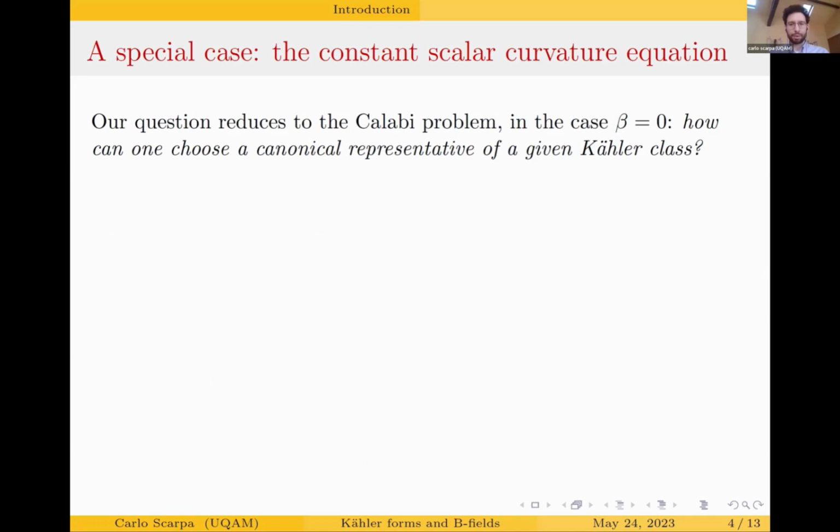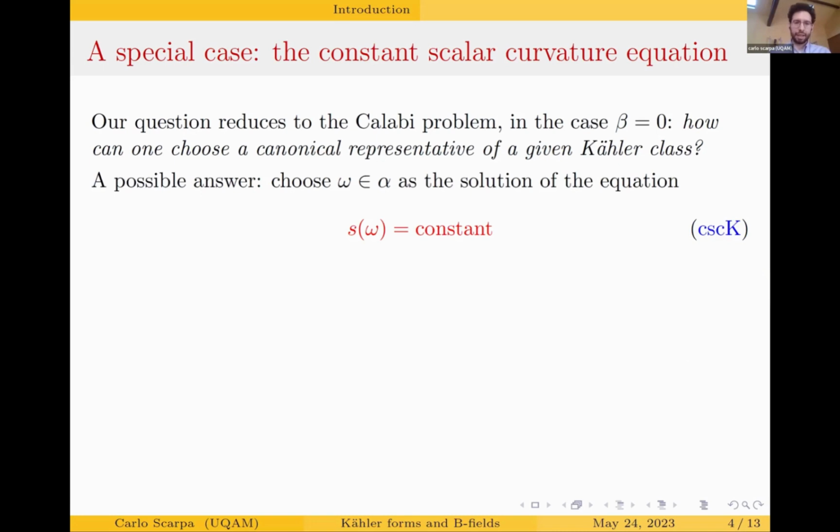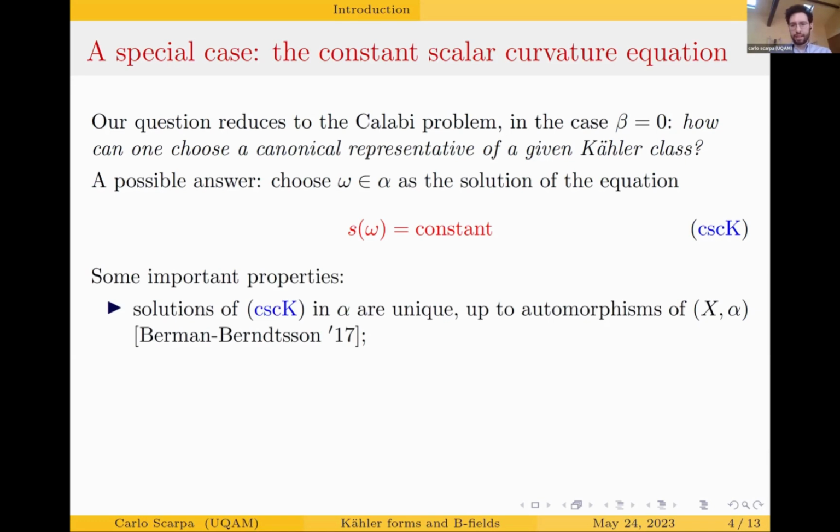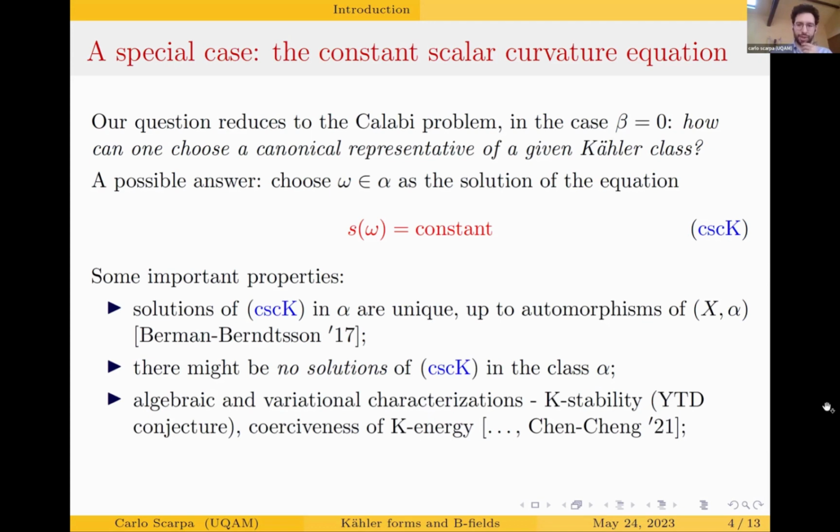If we choose the class beta to be vanishing, then more or less we are reduced to considering the classical Calabi problem. You have a Kähler class, and you want to find a canonical representative of that class. And a possible answer, and in some sense the correct answer, is that we would like to choose this representative as the solution of the constant scalar curvature equation. Some useful properties of this equation are that solutions are unique up to automorphisms, and in general the problem is obstructed. Characterizing the cases where there are no obstructions has been the topic of a lot of research for many years.